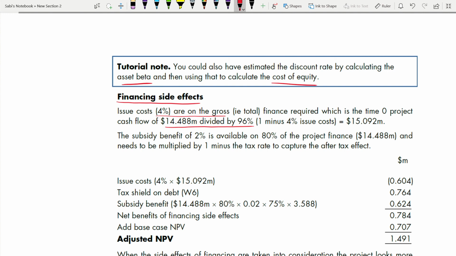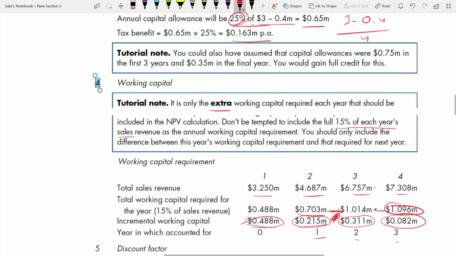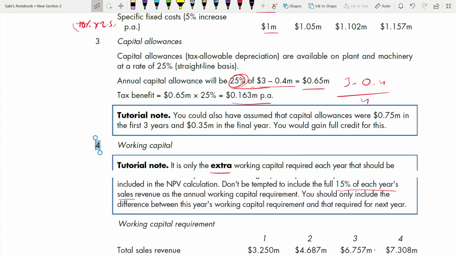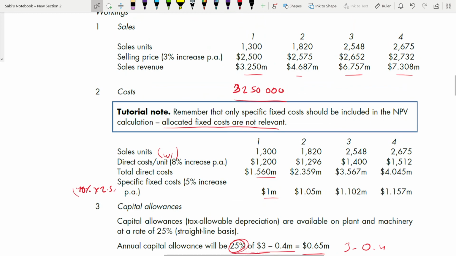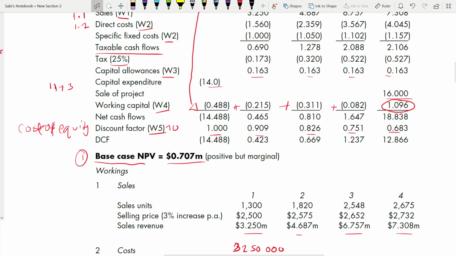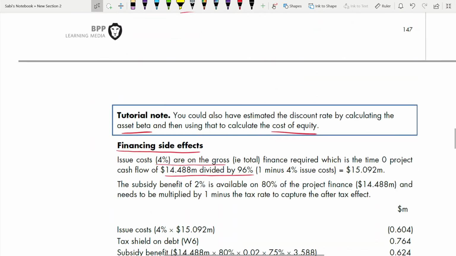How are you getting 14.488? Look at time 0. Whatever time 0 amount you have, that is only the finance required. Time 0, it is this. This is the finance required, the initial investment, right? So that means to invest that, you need finance.